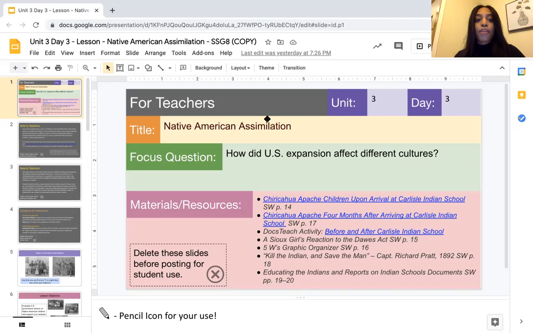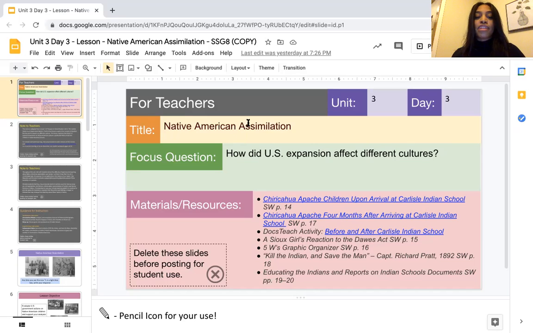lesson is proposing. So first of all, the title of this lesson is Native American Assimilation. So immediately you know that assimilation is going to be the word that you need to focus on for this lesson. The focus question is, how did US expansion affect different cultures? So if the students don't understand what expansion means, that's another term that you definitely want to unpack. But of course, it is expected that prior to this lesson, the students understand what expansion means, okay?